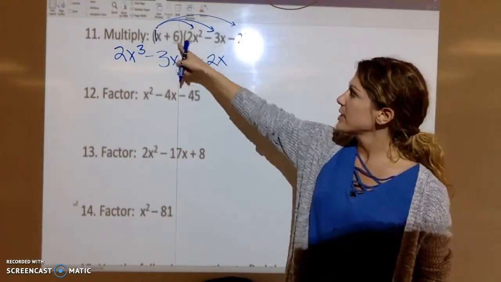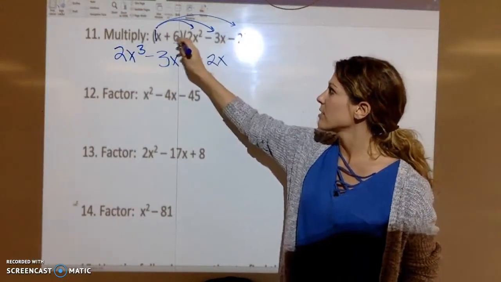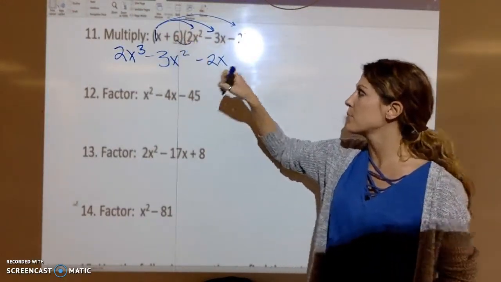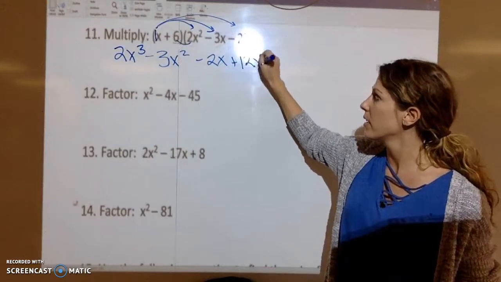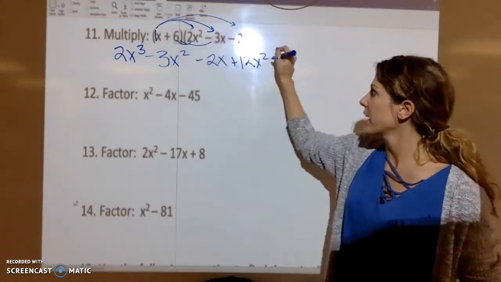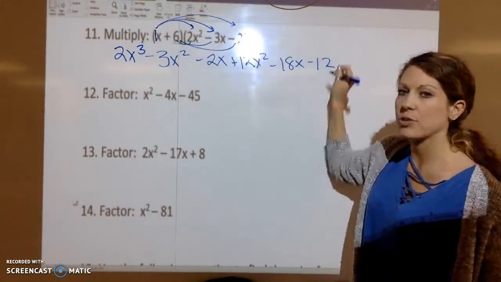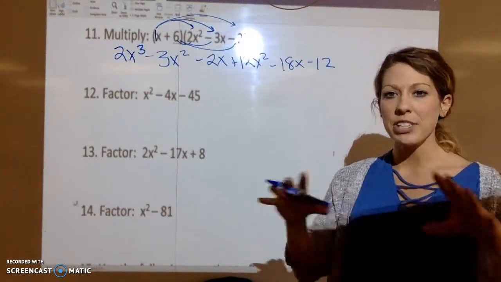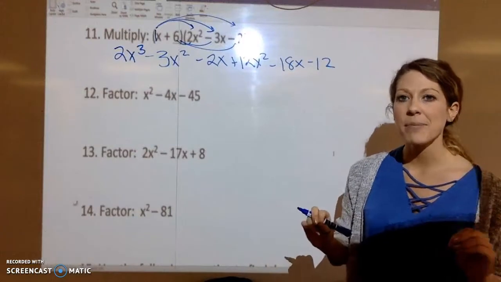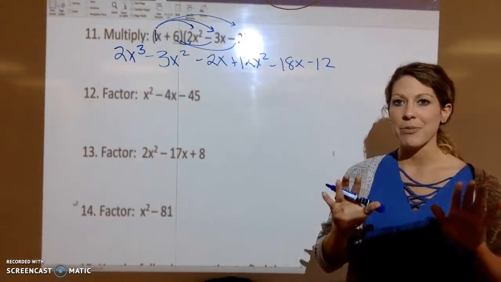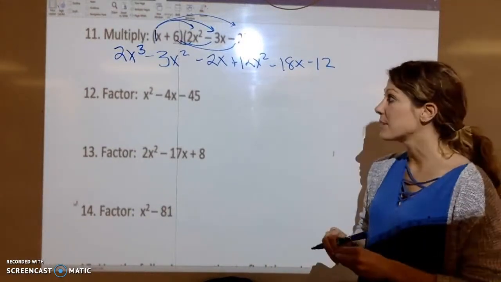Now we're going to distribute the 6 to those same three terms. So 6 times 2x squared is 12x squared. 6 times negative 3x is negative 18x. And 6 times negative 2 is negative 12. All right, now that we've multiplied everything out, we have 6 terms because we took a trinomial times a binomial. Now we're going to combine like terms.